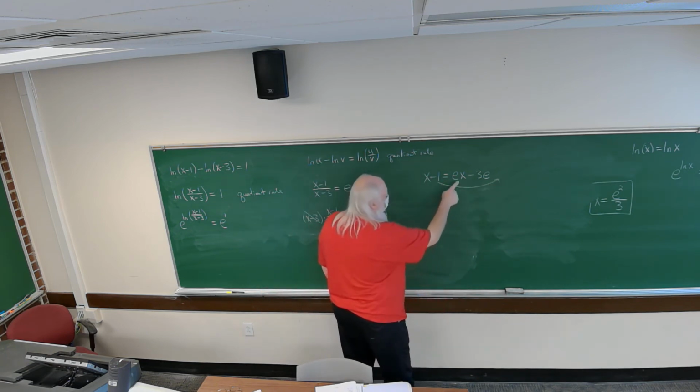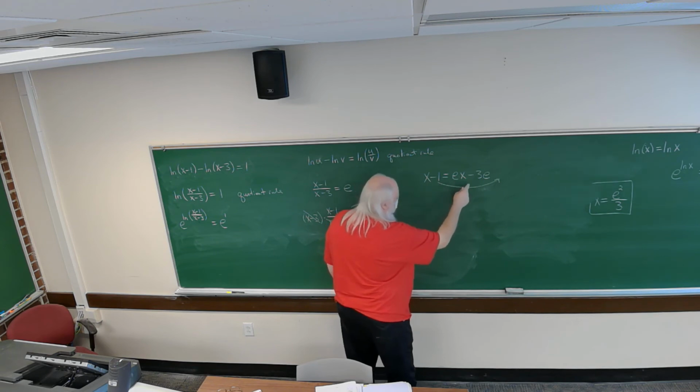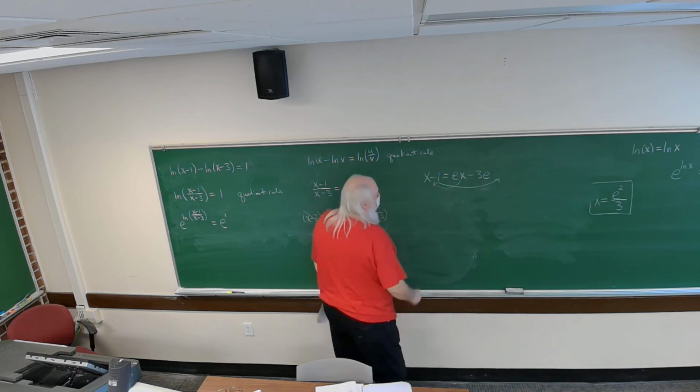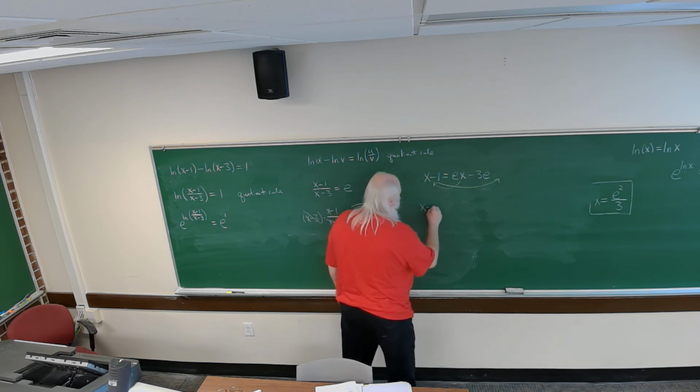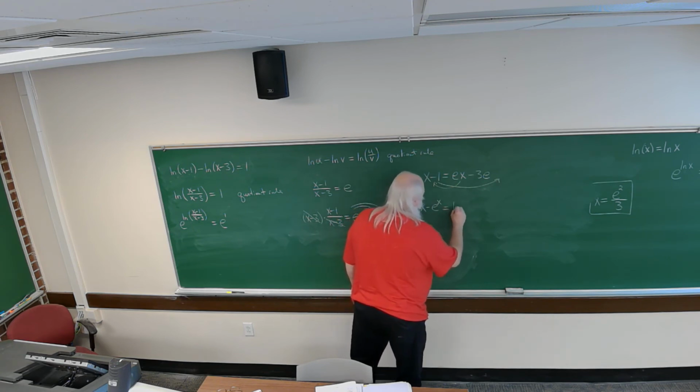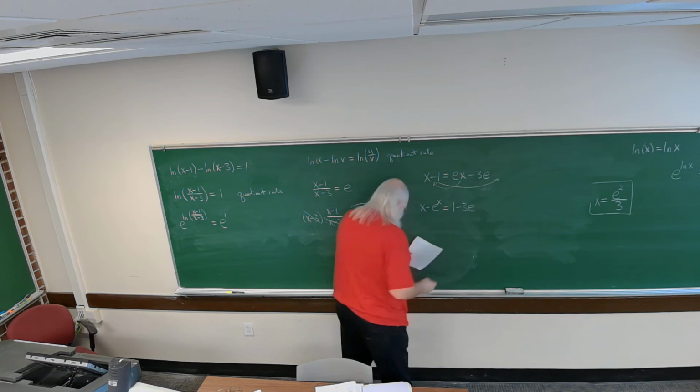And we need to move the e times x, excuse me, to the left-hand side by subtraction. So we have x minus e to the x is equal to 1 minus 3e.